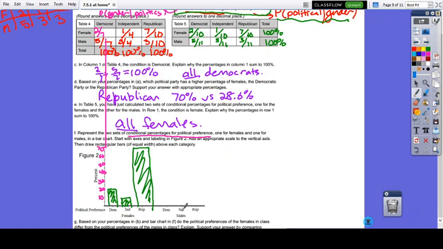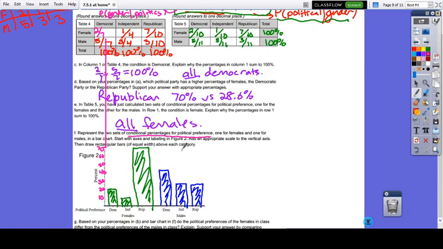Do the same thing with the males. For the males, 5 out of 11 comes out to 45.5%, so about 45, somewhere in there. Again, not going to be perfect, but you'll get the idea. For the independent, you have 3 out of 11, which comes out to about 27%, so we go just below the 30. And Republican comes out exactly the same there. So we're going to get our chart and have something to that effect.